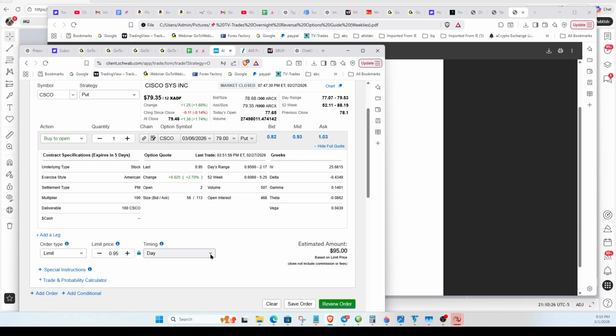And hit day order if you want. If you're doing it at the end of the day, you want to do a day order. Okay, you don't want to have it hanging overnight. But that's it. That's all you have to do. Okay, it's as simple as that.